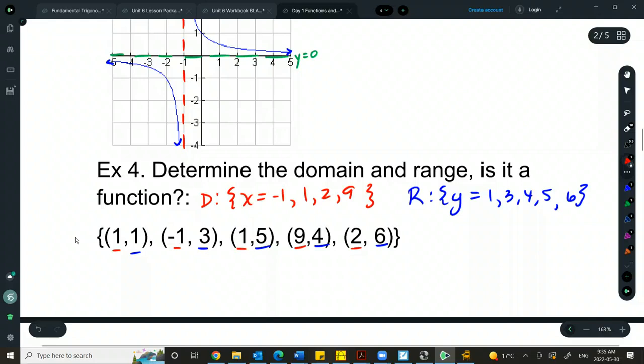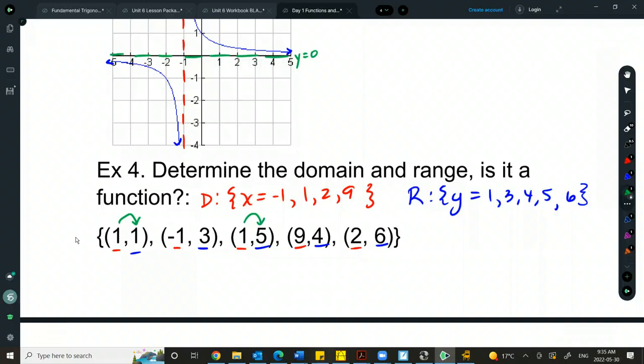Is this a function or is it not a function? Do I have more than one single x value matching up with different y values here? Are there any duplicated x values? Yes. Are they matching up with different y values? Yes. So not a function. I have one matching up with 1 and one matching up with 5. I can't have two or more of the same x matching up with different y's. So this is a relation, but it's not a function.